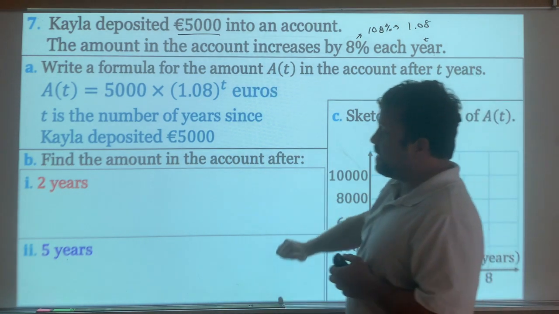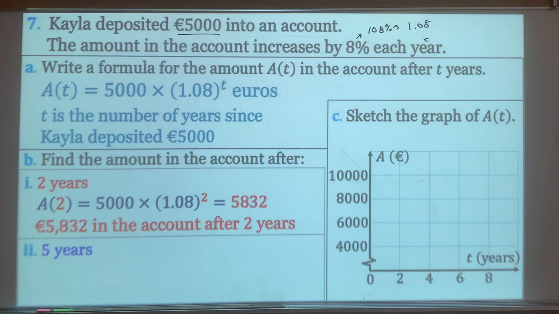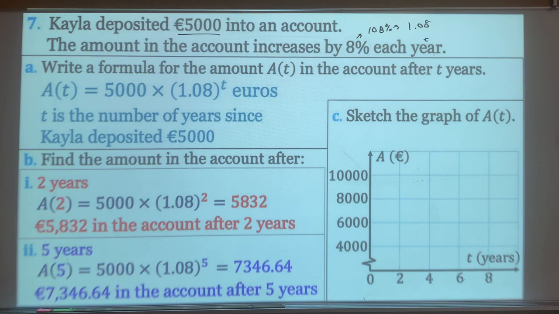Find the amount after 2 years and 5 years. So use this equation to plug these two things in. A of 2 equals 5,000 times 1.08 squared, which is 5,832. So there's 5,832 euros in the account after 2 years. 5 years, A of 5 equals 5,000 times 1.08 to the fifth, which is 7,346.64. There is 7,346.64 euros in the account after 5 years.